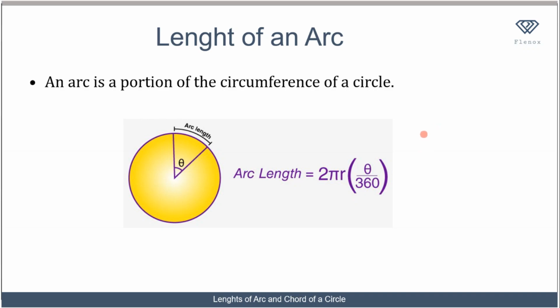You might be familiar with seeing it in this format, theta over 360 times 2 pi r, where r is the radius, pi is 3.142, and theta is the angle subtended at the center of the circle. So let's see how we apply this to solve a question.